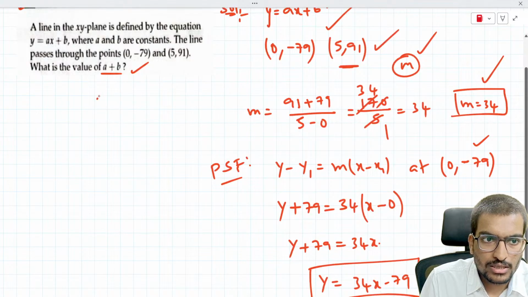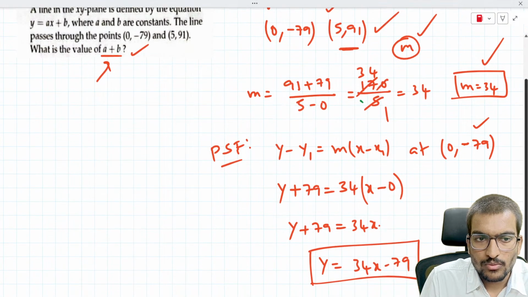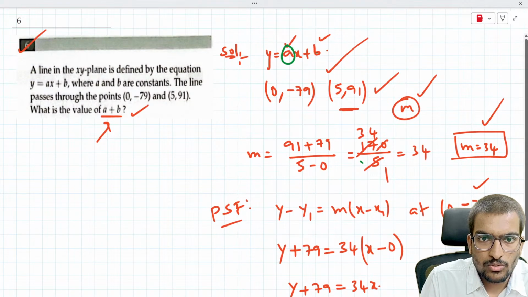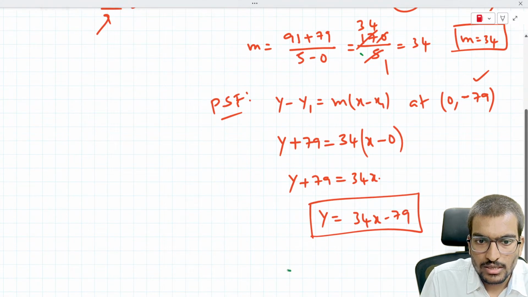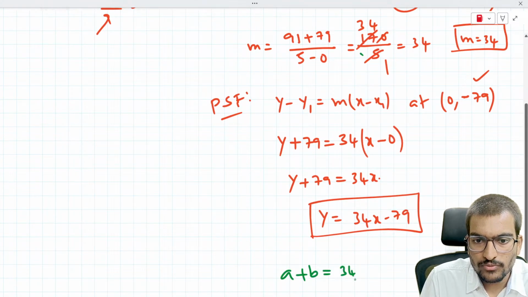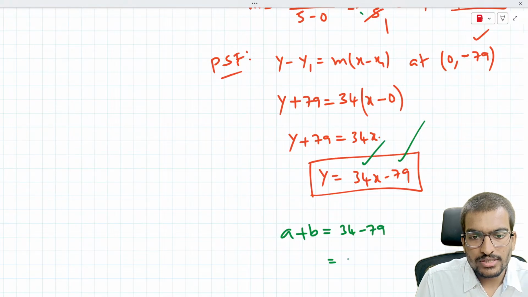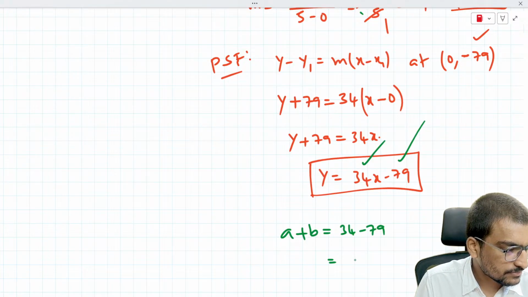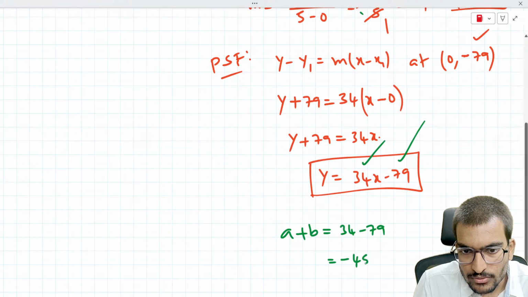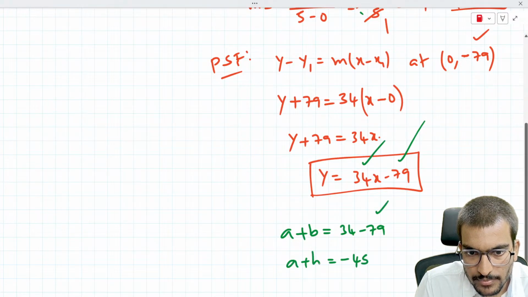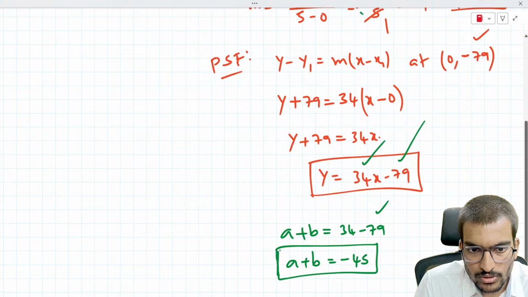Now what do I need? a plus b from the equation. a is the slope, b is the y-intercept. So a plus b equals 34 minus 79. These are the a and b values. If you just do 79 minus 34, it's going to be 45. But the answer is negative 45, because it is negative 79. a plus b equals negative 45.